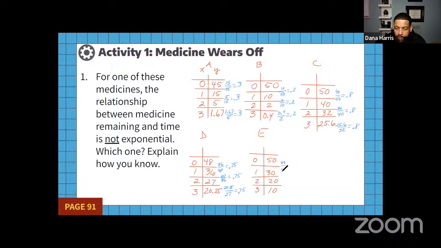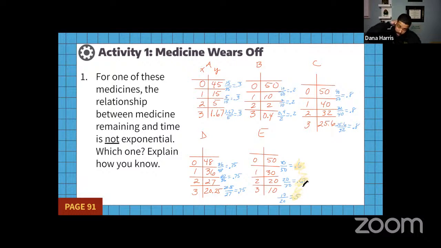Here we got 30 over 50. Let's erase that so it doesn't look like 36 over 50. So 30 over 50. I have 20 over 30. And then I have 10 over 20. Well, this equals 0.6 because it's a repeating decimal, 0.67. This equals 0.5. Okay. So notice when you look at all of these, the one that doesn't have a common factor is E. Okay, because you got 3 different factors right there.